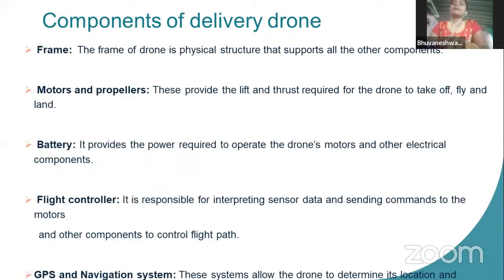Then battery. Battery provides the drone's motor energy. Battery provides the energy which is required for the motors and other electrical components present in the drone. And then the flight controller. Flight controller is responsible for interpreting the sensor data and sending commands to the motors and other components to control the flight path. For the movement of the flight, the flight controller commands the motors and other components present in the delivery drone.